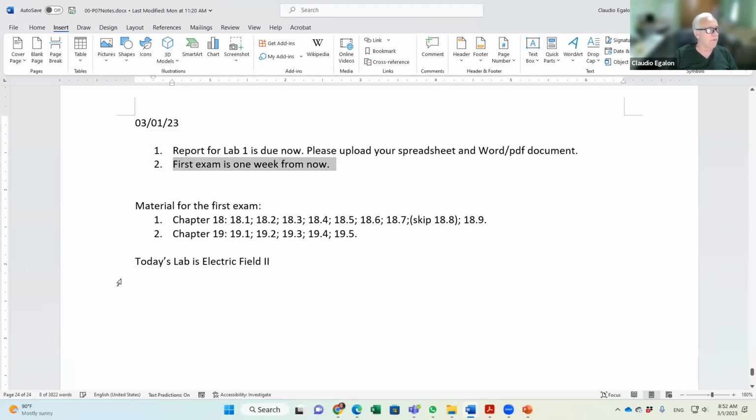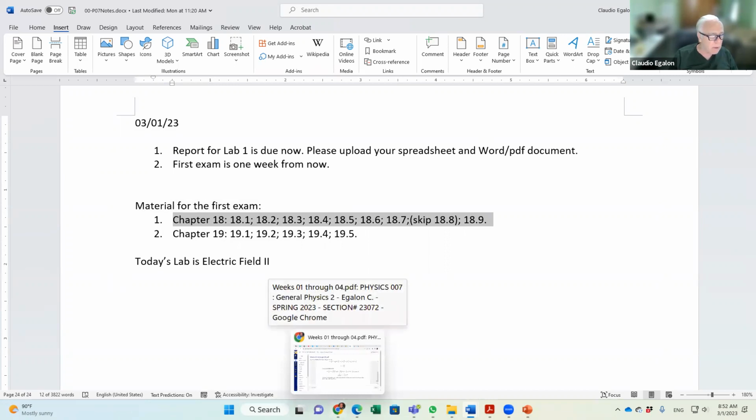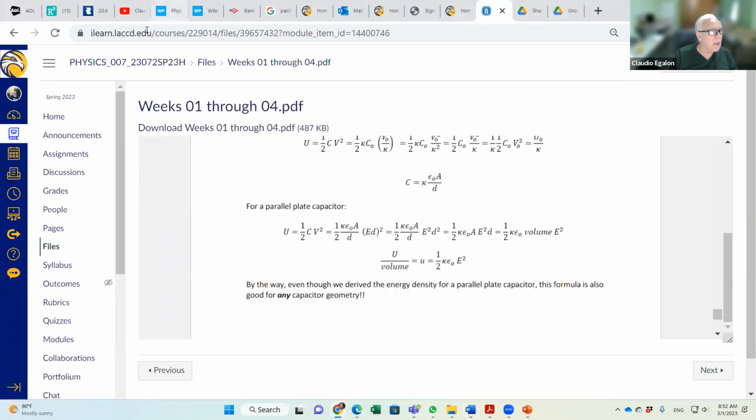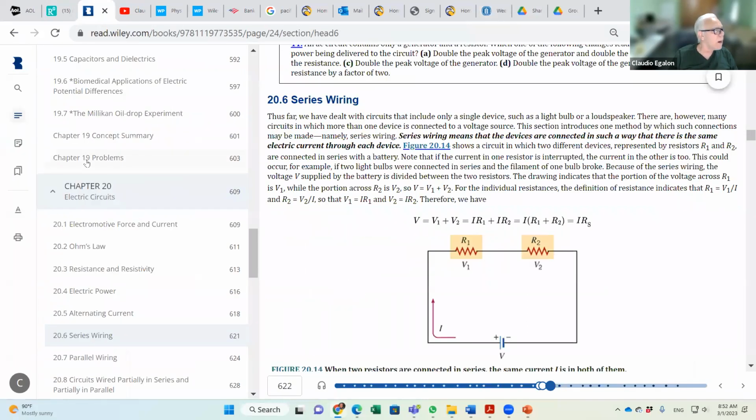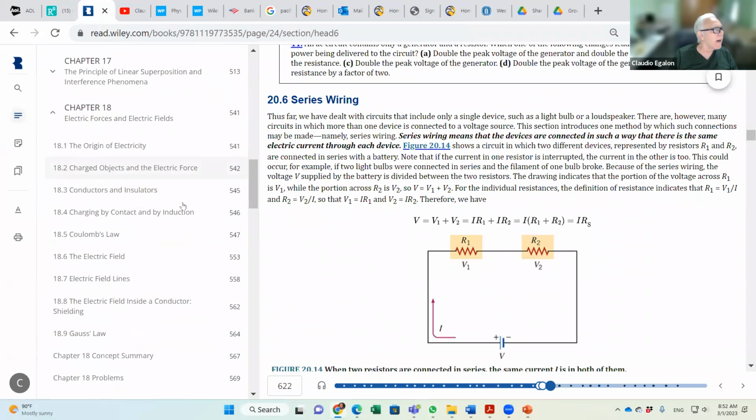The first exam is 1 week from now. Okay, and I decided to cover just those 2 chapters in the exam, so you're not overwhelmed. Those are the sections of the exam, taken from the book. And let's go quickly through that before we start the lab activity.